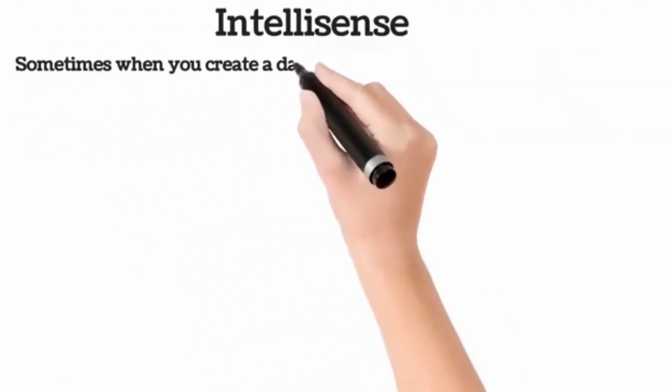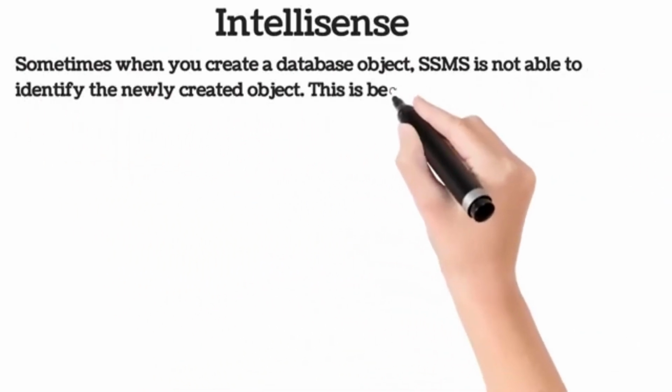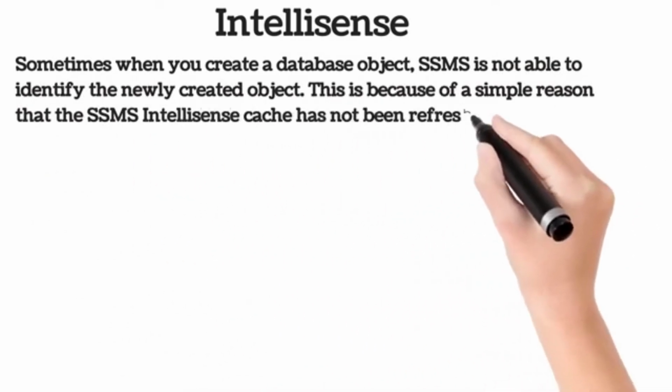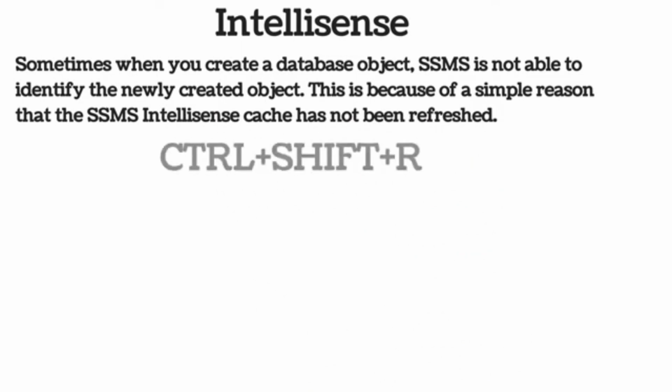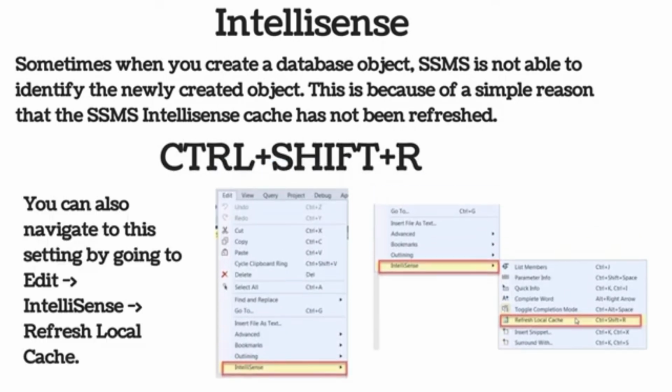Sometimes when you create a database object, SSMS is not able to identify the newly created object. This is because of a simple reason that the SSMS IntelliSense cache has not been refreshed. In such cases, you can use a simple shortcut. Ctrl+Shift+R will update the IntelliSense cache. You can also navigate to this setting by going to Edit, IntelliSense, Refresh Local Cache. This is a handy tip and can save your time, where IntelliSense does not function as expected.